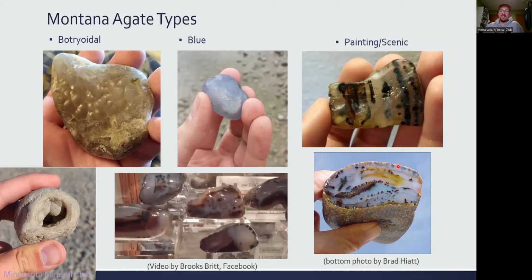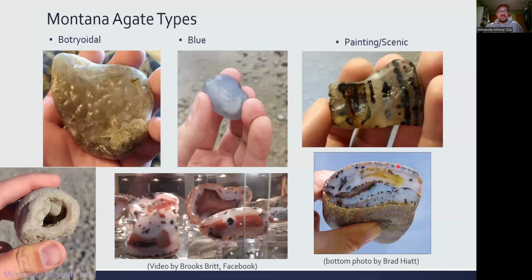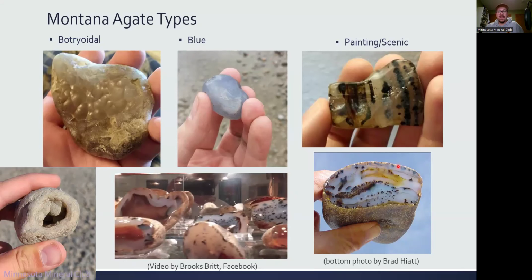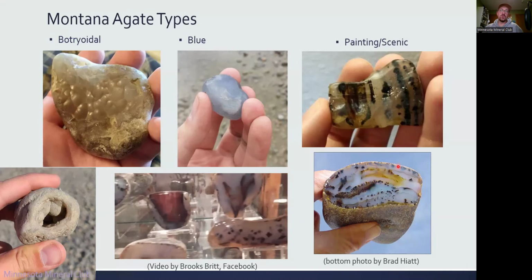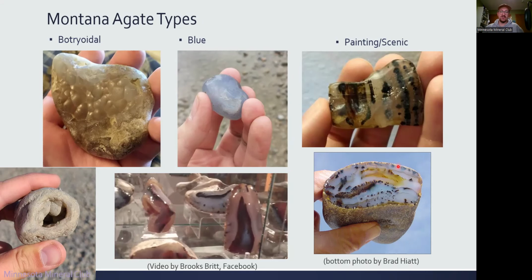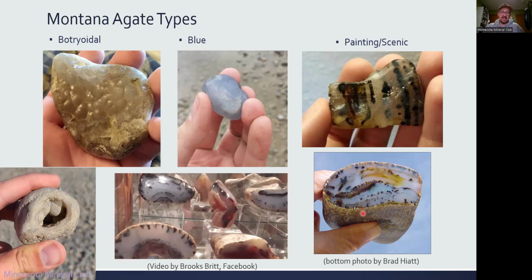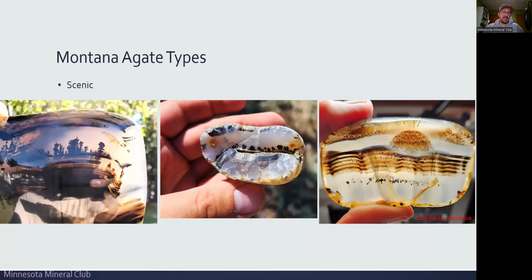And then these are known as your painting or scenic agates. There was one person who, in trying to look at the formation of agates, proposed that Montana agates were formed by globs of silica sitting on the surface that absorbed the photograph of the scenes around them, and captured those scenes in the agates. So these are some other scenic agate types. These two on the left are ones that I found. This one on the left, I actually found this year on the Minnesota Mineral Club trip.